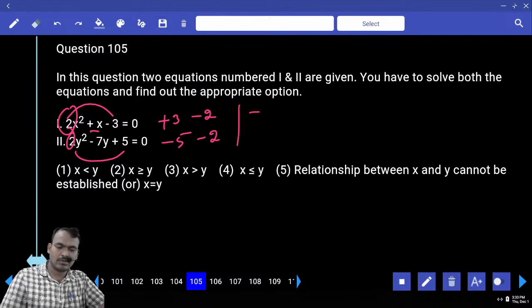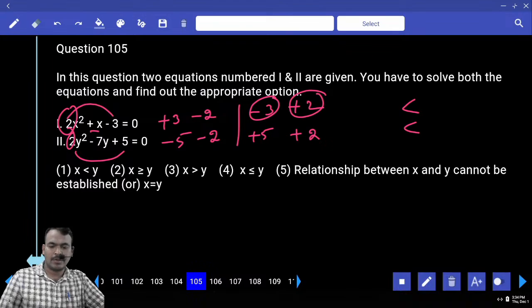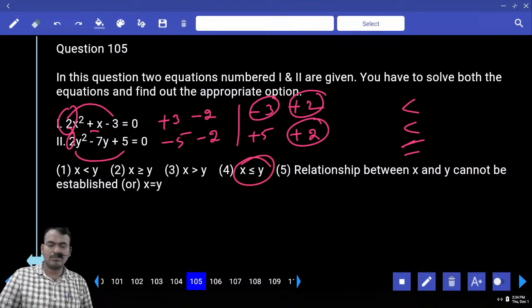What are the final roots? Minus 3, plus 2. Minus 5, minus 2 becomes plus 5, plus 2 or not? Minus 3 compared to plus 5 is less than, plus 2 compared to plus 5 is less than, but plus 2 compared to plus 2 is equal or not? What is the answer? X less than or equal to y.